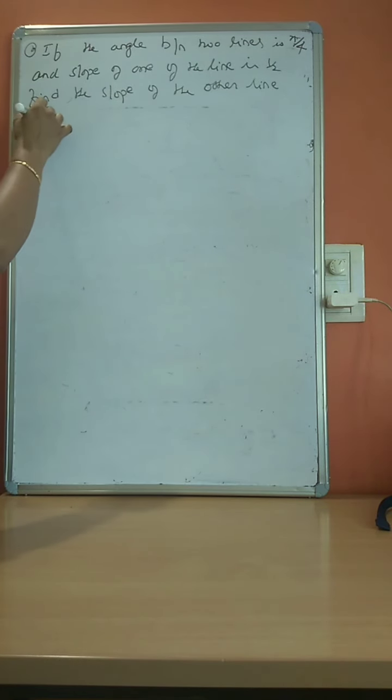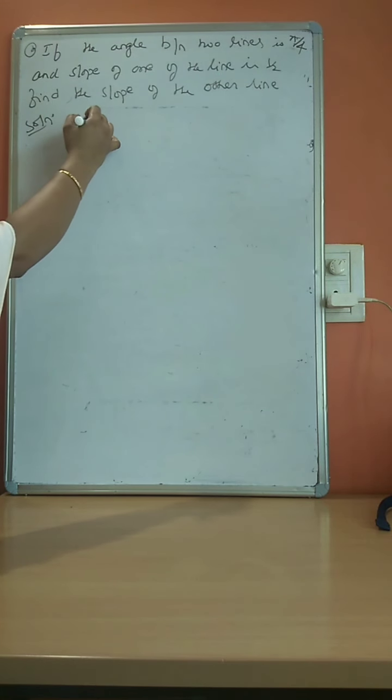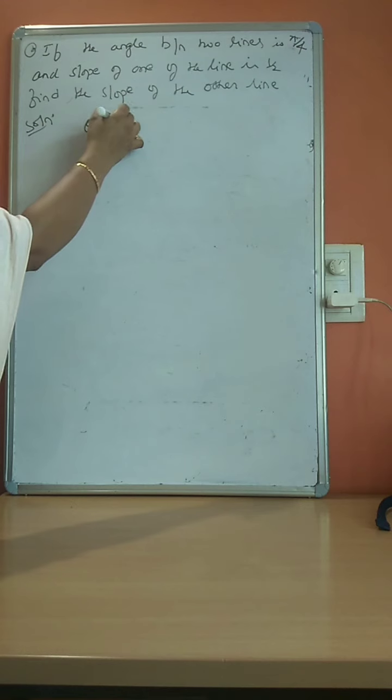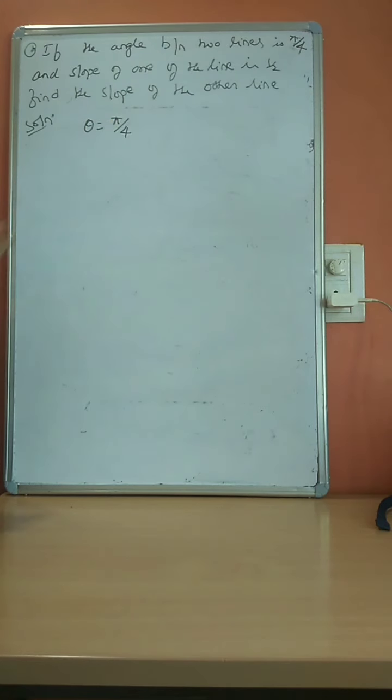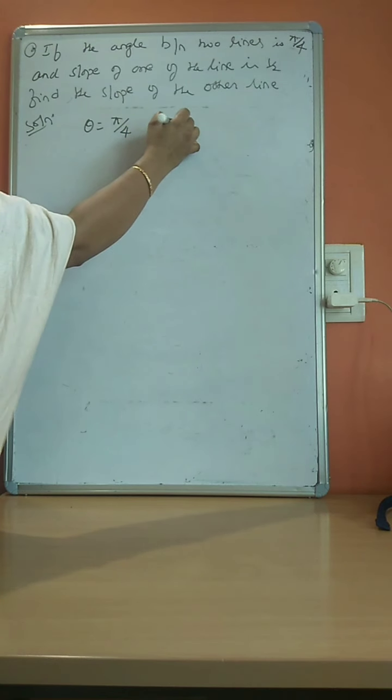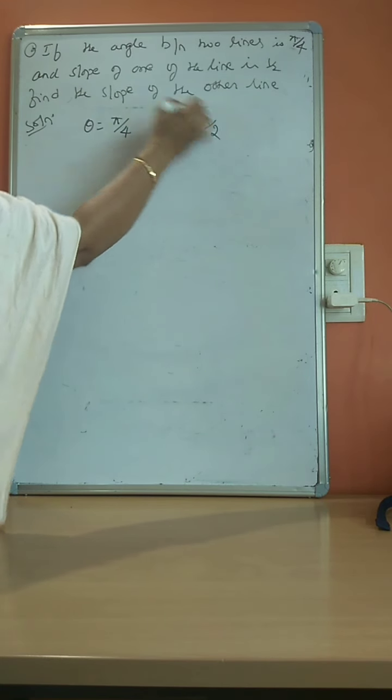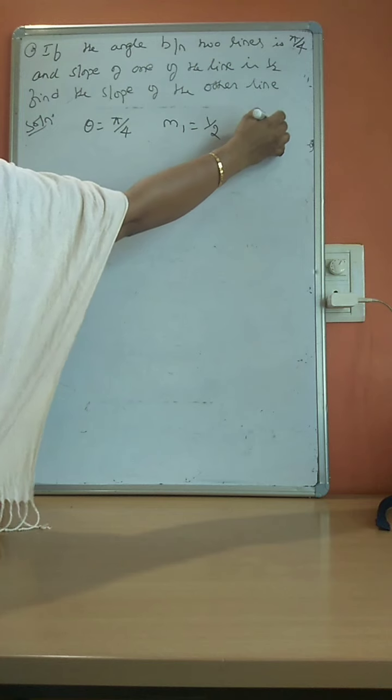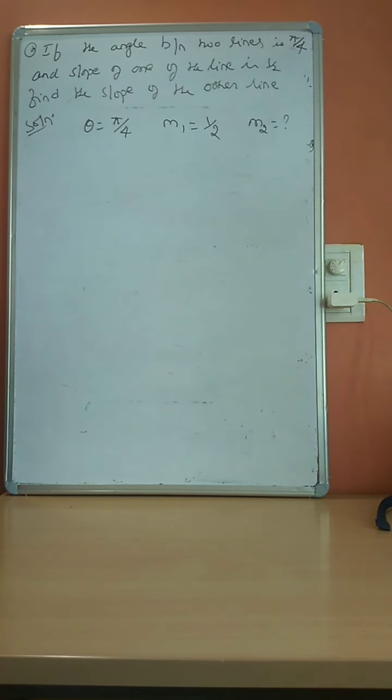So, solution. While writing the solutions, whatever is given, write it down. He has given theta is equal to pi by 4. And he has also given one slope, let us say slope m1 is equal to 1 by 2. We are going to find the other slope m2. We don't know the m2.